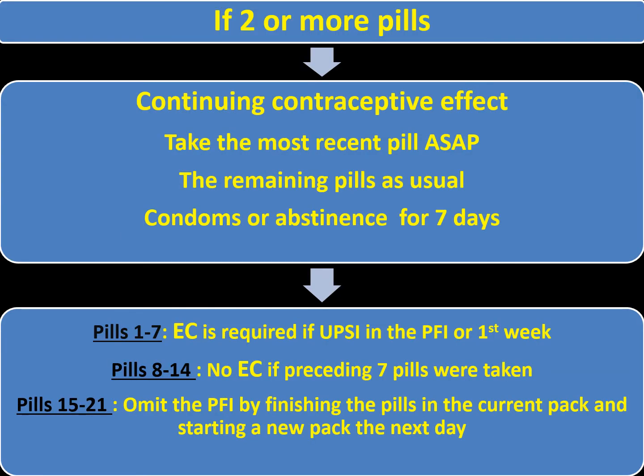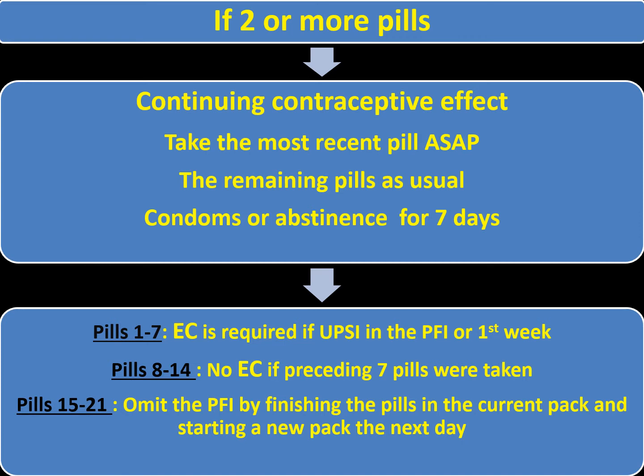If she misses two or more, then to continue the method, we instruct her to take the most recent pill as soon as possible and the rest of the pills as usual. But she needs to use a condom or abstain for 7 days. So a backup method is needed. This is how to continue the contraceptive effect of the method.